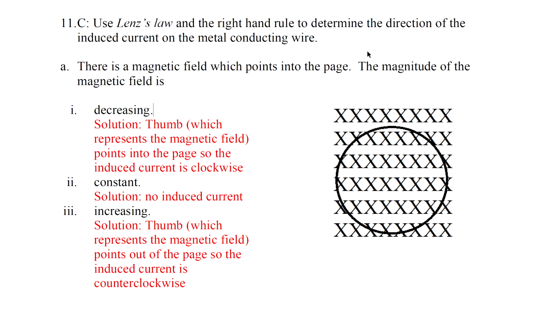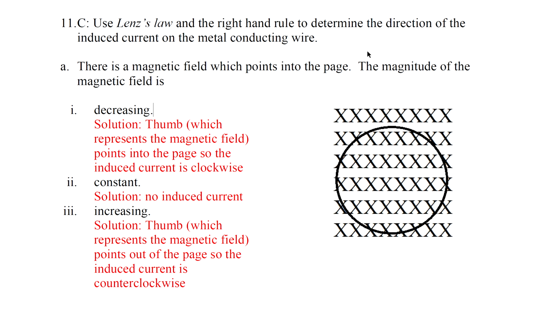Part B. If there's no change in magnetic field, then there's going to be no induced current. Remember that equation, write it down: E equals minus d phi over dt, and phi is B A cosine theta. If B is not changing, A is not changing, and theta is not changing, then there's no EMF. And if there's no EMF, there's no current going through this metal loop.